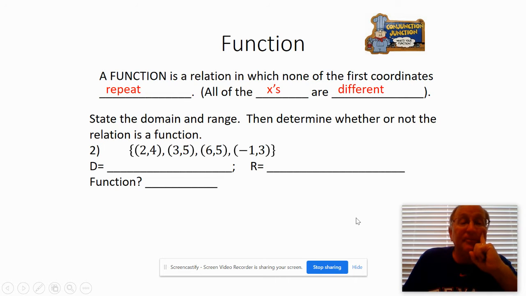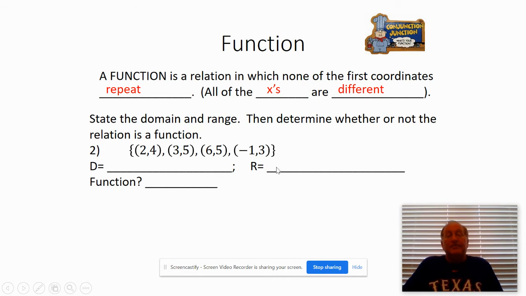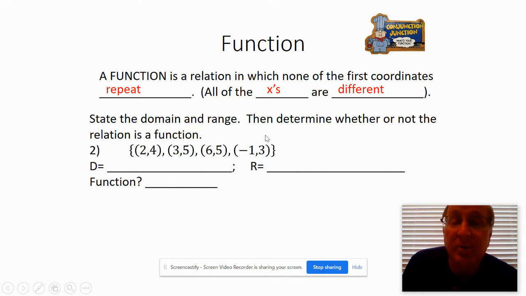So what's an example? Look at here. So here we have a given set of ordered pairs. We'll state the domain and the range, then we'll determine whether or not it's a function. So first off, the domain is just all the first numbers. So it's 2, 3, 6, -1. And the range would be 4, 5.